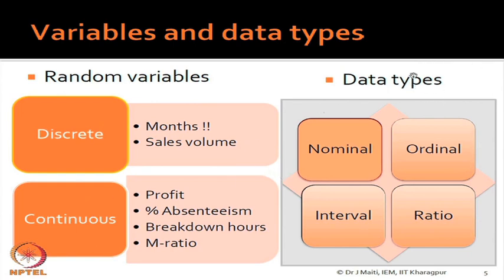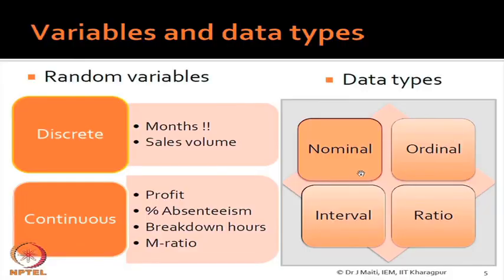Now, your data types. I told you that based on what measurement scale you are using, the data types will be known, meaning the data will have certain properties, because data is nothing but information. How much information is available within data? It all depends on what scale you have used to measure this data. Based on that, there are four types of data: nominal data, ordinal data, interval data, and ratio data.